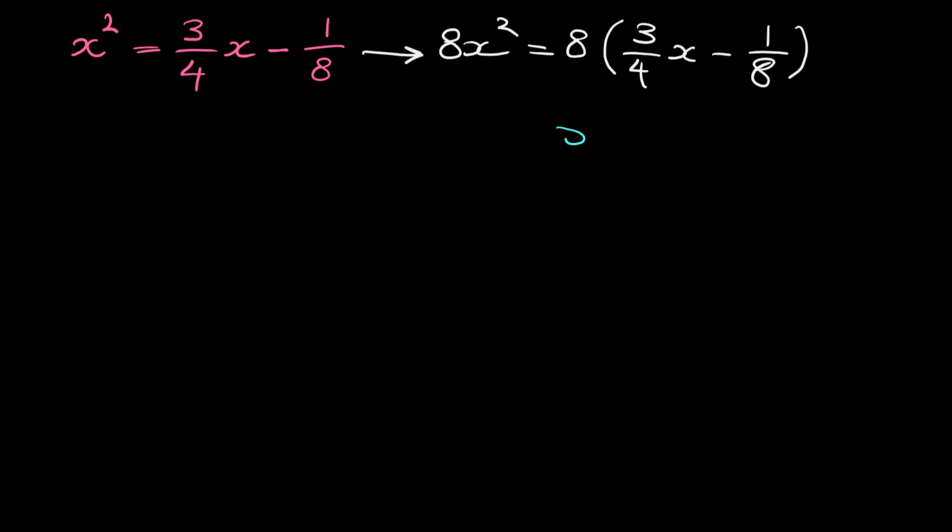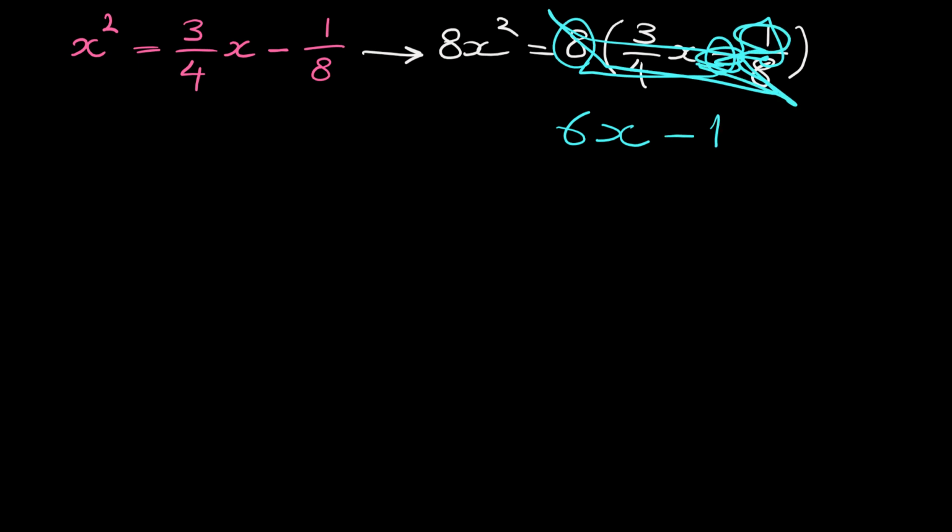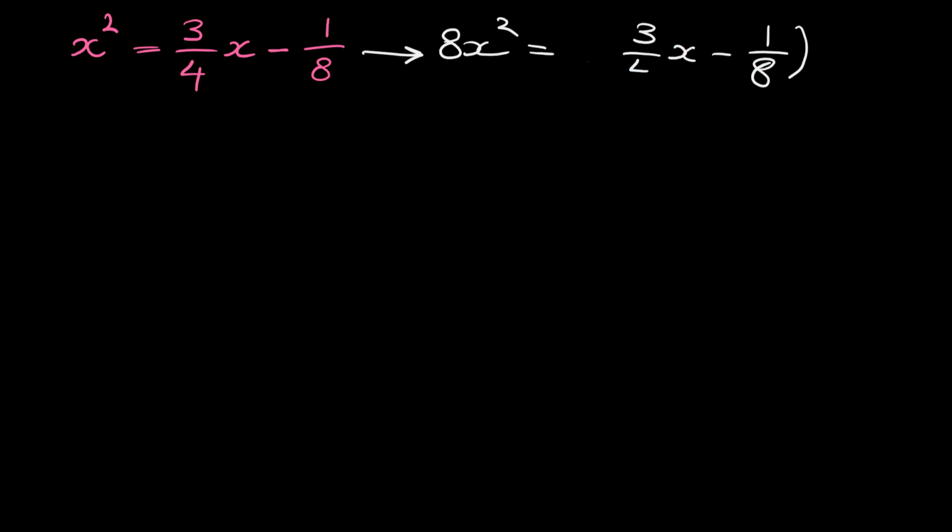So let me write this here, 6x. What is 8 times negative 1 over 8? 8 with 8 cancels, and we have a negative 1, so minus 1. So when we multiply the right side of the equation by 8, we get 6x minus 1. So let me erase all of this from here. By multiplying both sides by 8, we have in the right side 6x minus 1. Now we have a normal equation without any fraction.